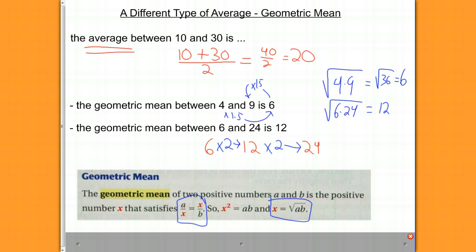All right, so this is geometric mean. It's a different form of an average. Averages, with the normal word average, like I wrote up here, are dealing with addition. Geometric mean, we're talking about multiplication, but you take the square root of the product.